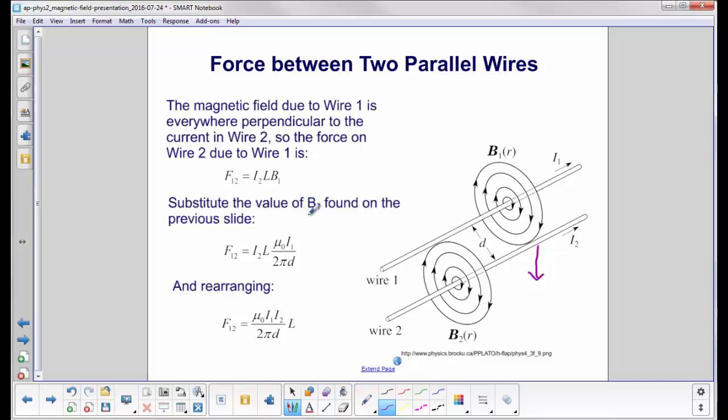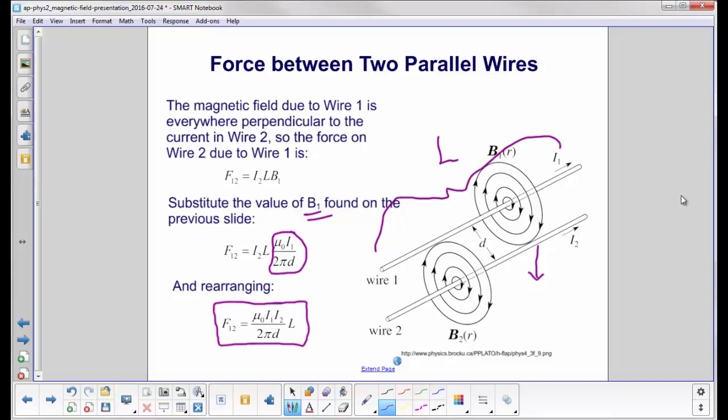Now I just found B1 on the previous slide. Okay, we found it was this. This is the magnetic field of wire 1 in the vicinity of wire 2. So I just plug it in. Now this doesn't look very elegant, so I'm just going to rearrange it a little bit so you can see some symmetry here. The force that wire 1 exerts on wire 2 is mu 0 I1 I2 over 2 pi d times the length. This is the length of the wires.